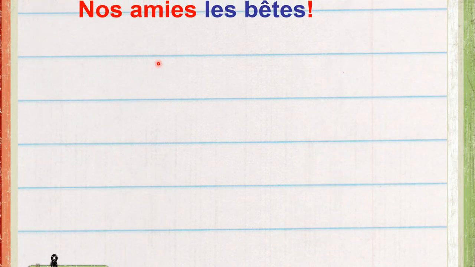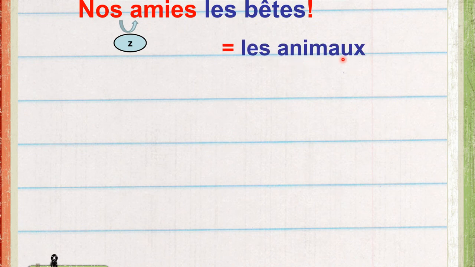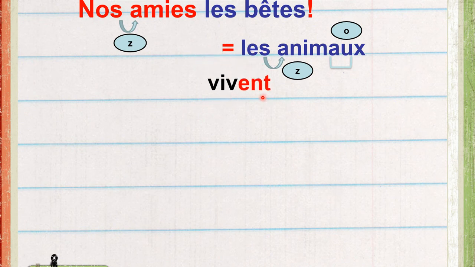We can do it as a song with the title of the unit. "Nos amis les bêtes." Our friends the animals. "Nos", why? Because of the S and the vowel. But here, no, we have something else; inshallah, I will accelerate after that. "Nos amis les bêtes, les animaux", so "bêtes" equals "animaux". "Nos amis les bêtes, les animaux vivent." "Vivent", look at the ENT, we will not pronounce it.